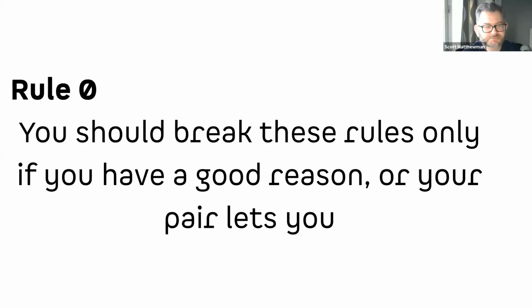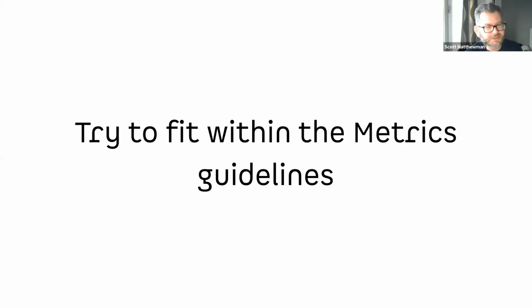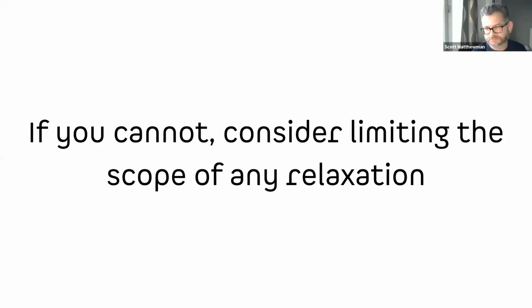And then you can see more on those principles on that link. Thoughtbot have tried working tightly to those and then incorporated them into their best practices, also in terms of how you decide not to use them. So similarly with RuboCop, if you try and fit within the guidelines wherever possible, what happens if you can't? We should probably consider limiting the scope of any relaxation of the rules rather than switching them off altogether.